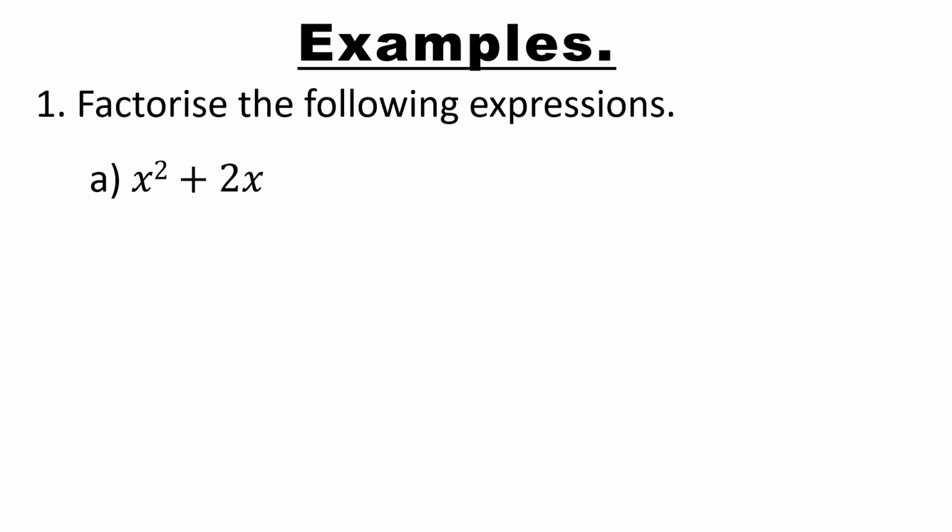First of all, we need to identify in that expression if there is a common factor. For that matter, our common factor is x. So, we write x outside the brackets, then ask ourselves, what is it that we need to multiply by this x to give us x squared? We need to multiply this by x, so put x inside the brackets.